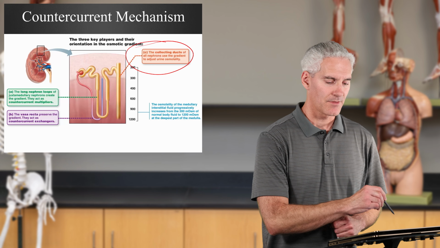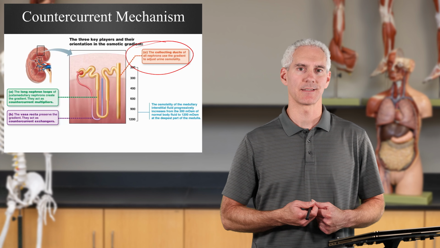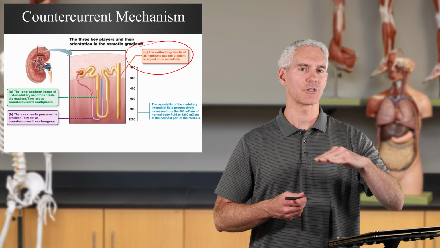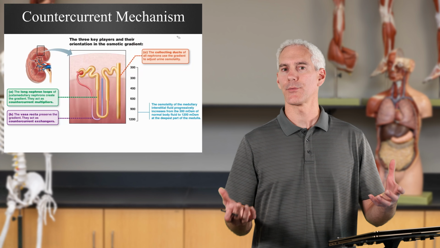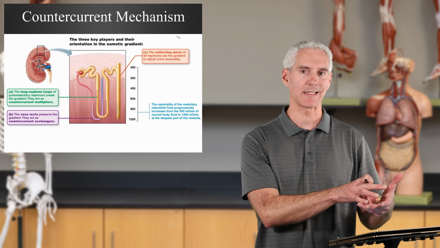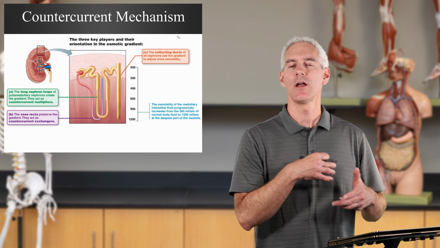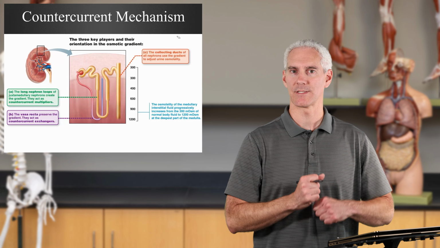And then the collecting ducts will use that preset gradient to determine what the concentration needs to be before excretion. So all three are working together: the loops of Henle and the vasa recta set up the gradient. The collecting ducts then will adjust the urine based on what's necessary.